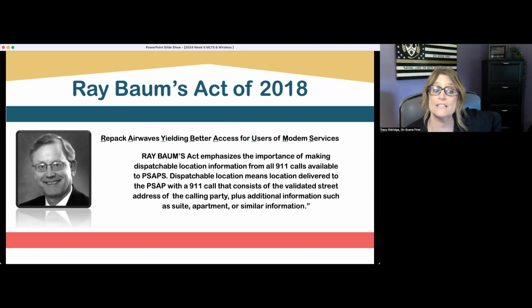Repack airwaves yielding better access for users of modem services. That means, to me, organizing location for internet calls. That's what that means to me. But BAUM'S Act emphasizes the importance of making dispatchable location information from all 911 calls available to PSAPs. Dispatchable location being the key means location delivered to the PSAP with a 911 call that consists of a validated street address of the calling party plus additional information such as suite, apartment, or similar information.